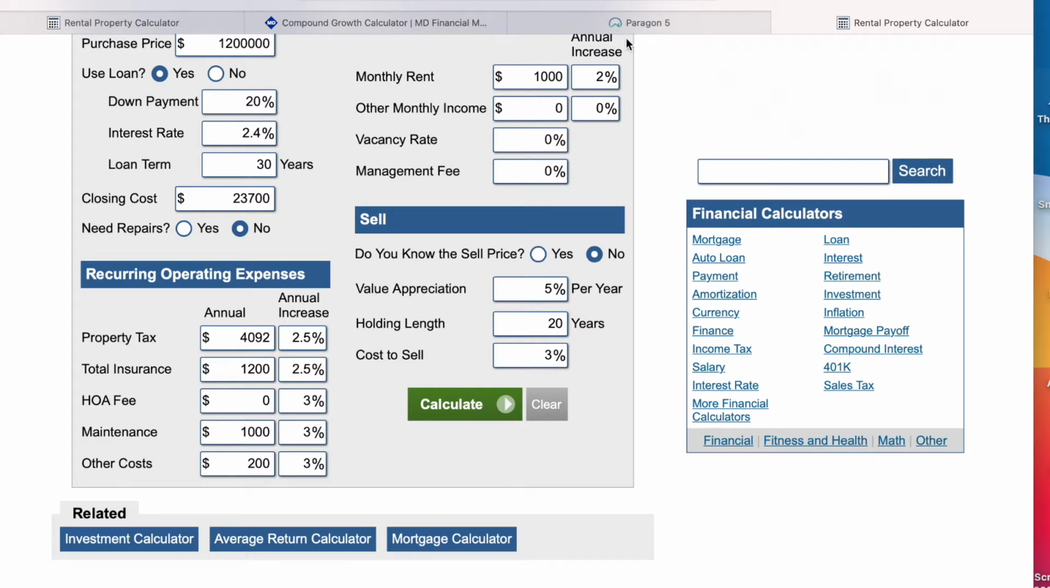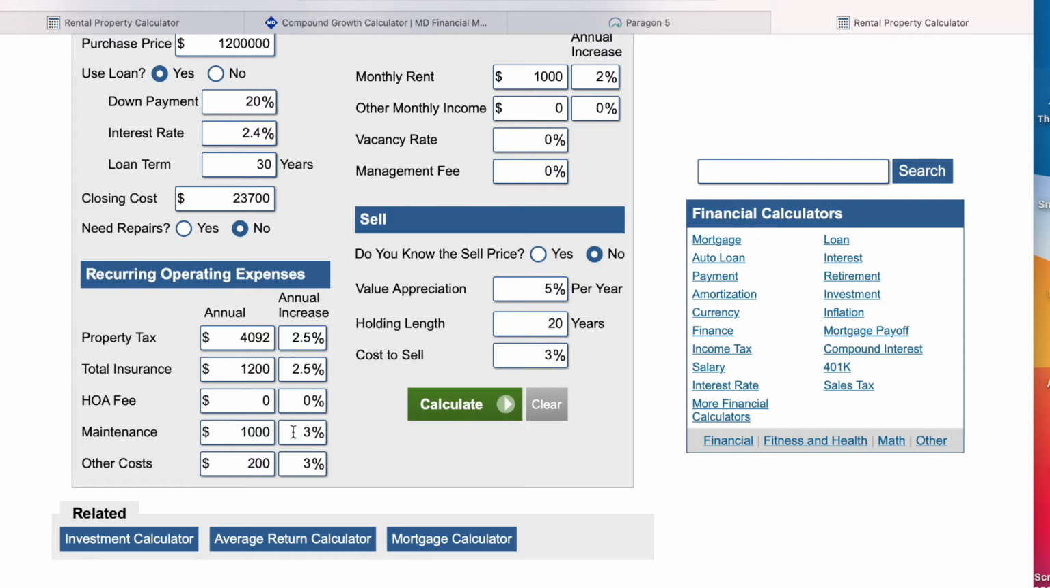This is a house, of course, so there's not going to be a maintenance fee. HOA is the American term for a strata or condo fee. So we're not going to need that. So we're just going to put that down to 0.